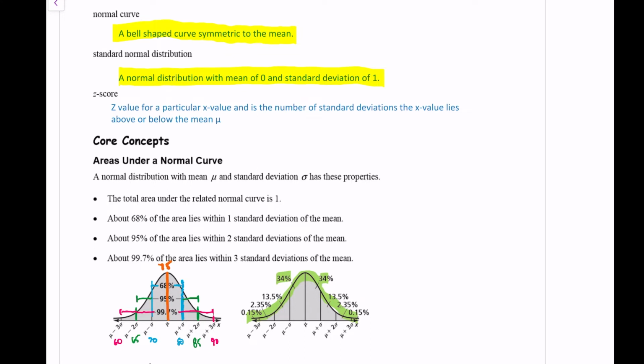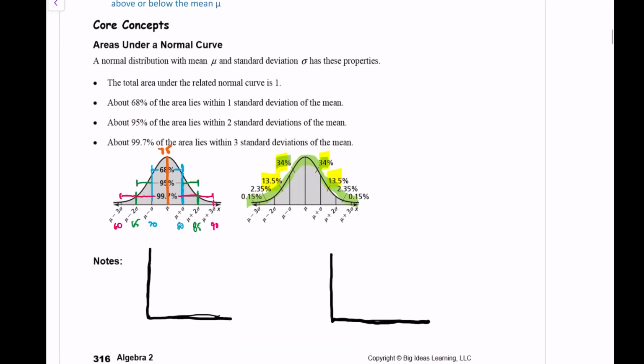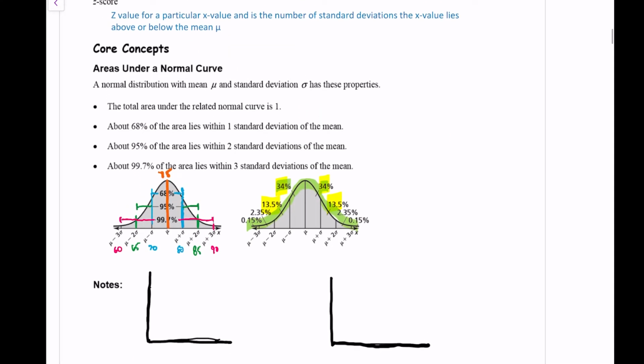And so where does the 95 come from? It comes from adding 13.5 plus 34 plus 34 right there, and then that 13.5 altogether, that gets us 95%. And then when you add 2.35 to both the left and to the right, that gets us a total of 99.7%.